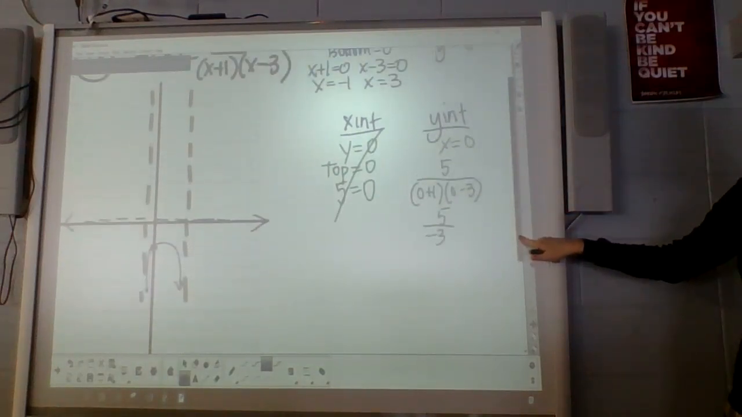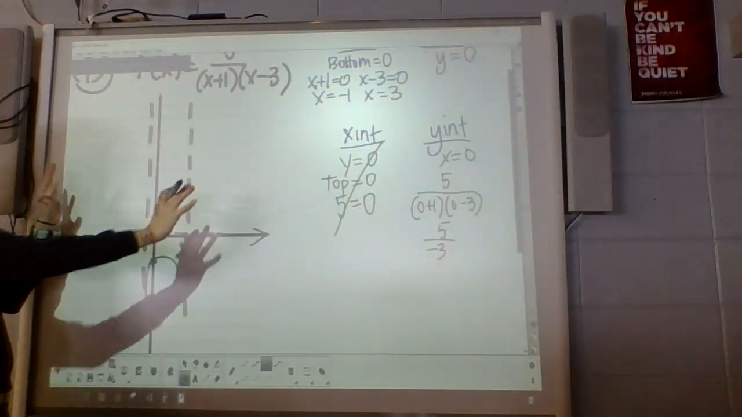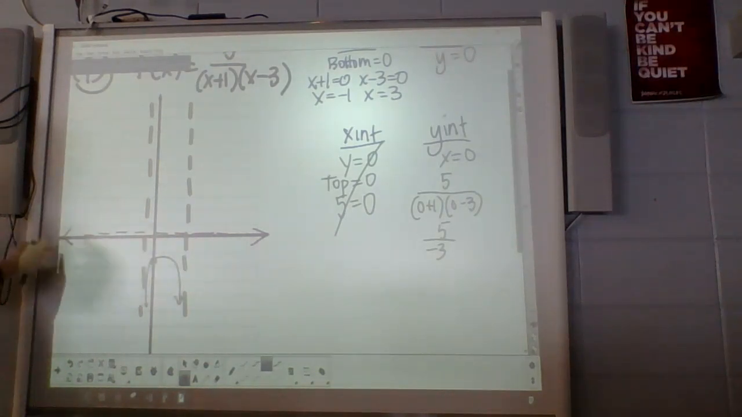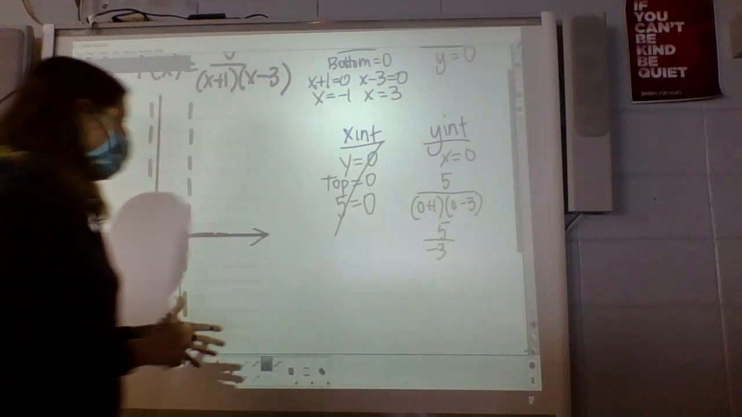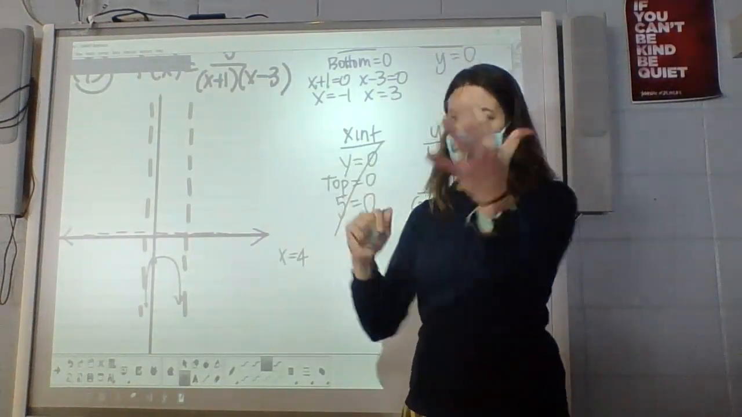So what we want to do then is check a point, so we know what's going on in the middle. We want to check something on either side. So I'm going to check x is like negative 3 over here, and x is like 4 over here or something. So I just have to pick another point in each section.